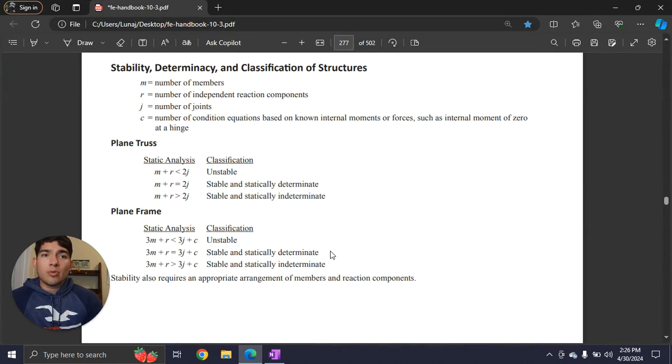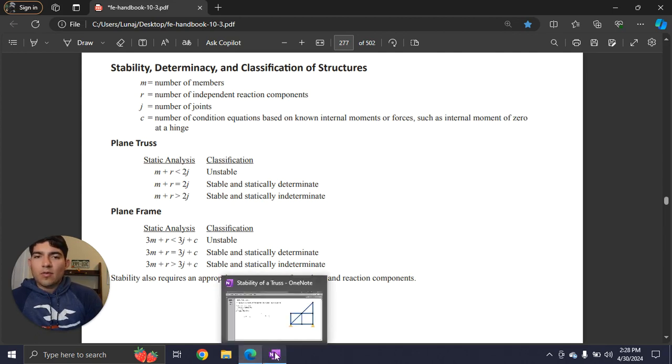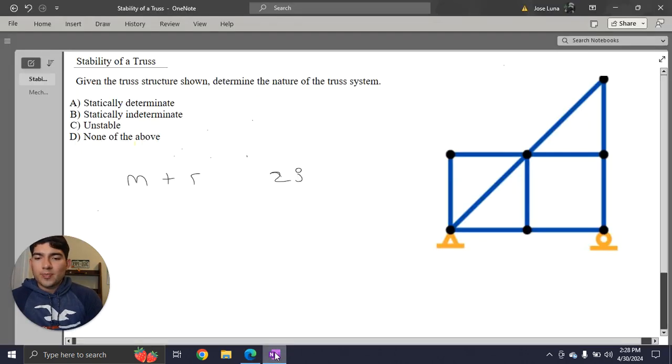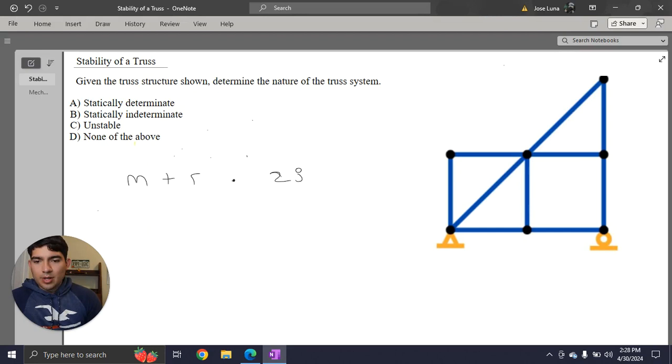And for our problem, we have a truss, so we're going to be using these formulas right here for the plane truss structure. So as you can see, m plus r is greater than, equal to, or less than 2j. I'm just going to go ahead and write that for us on our page right here. And I'm not going to include the less than, greater than, or equal to just yet because we're not sure what that result is at the moment.